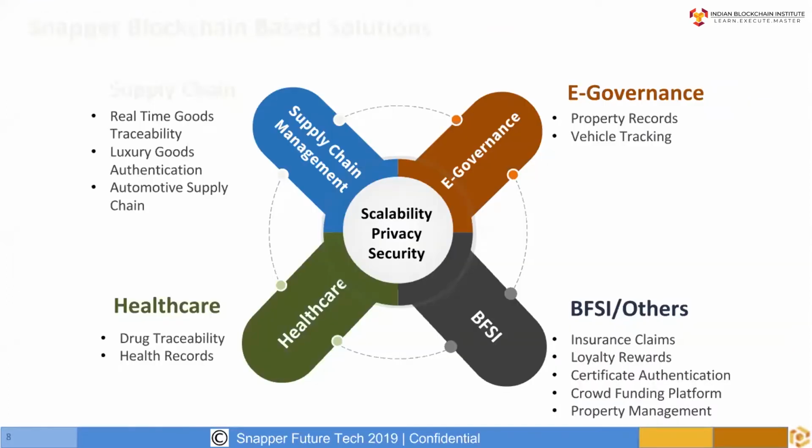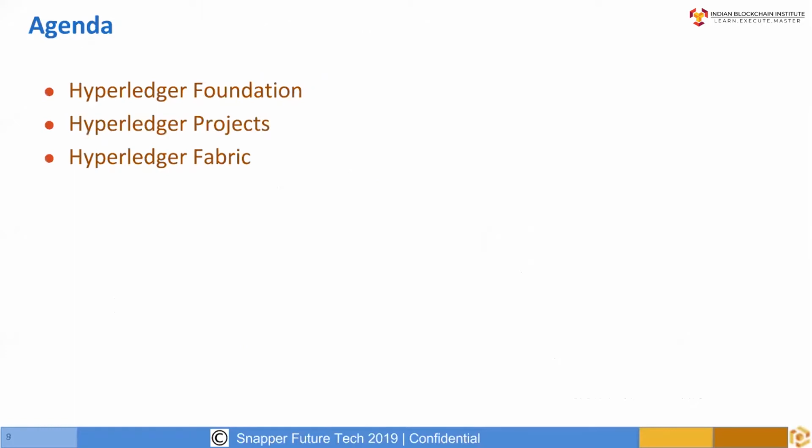We have our POCs in e-governance, BFSI, healthcare, and supply chain. I have worked on property records, vehicle tracking, certificate authentication, crowdfunding, loyalty rewards, drug traceability, health records, and automotive supply chain. Many of the POCs and products I have worked on and am working on.